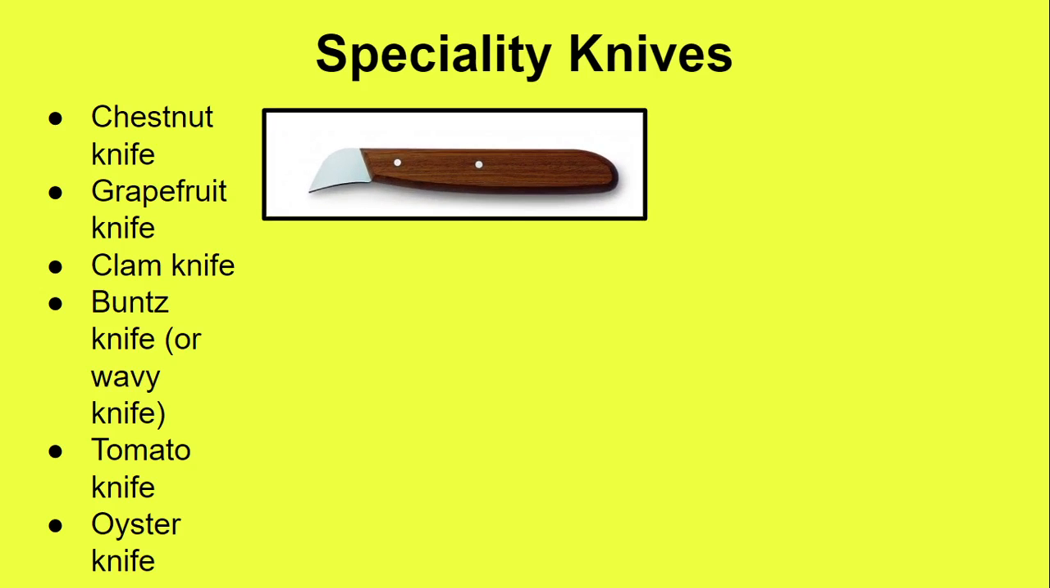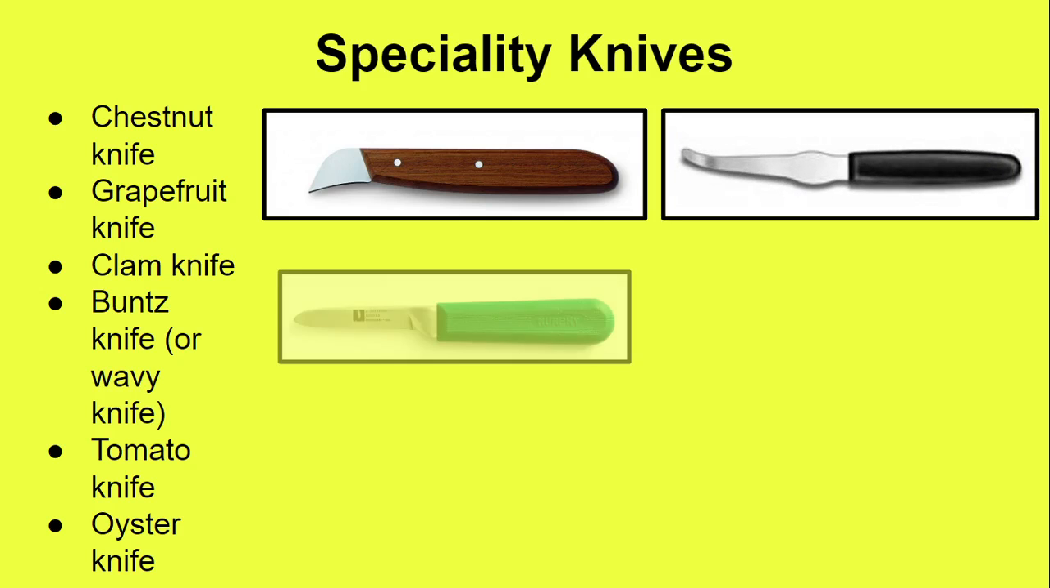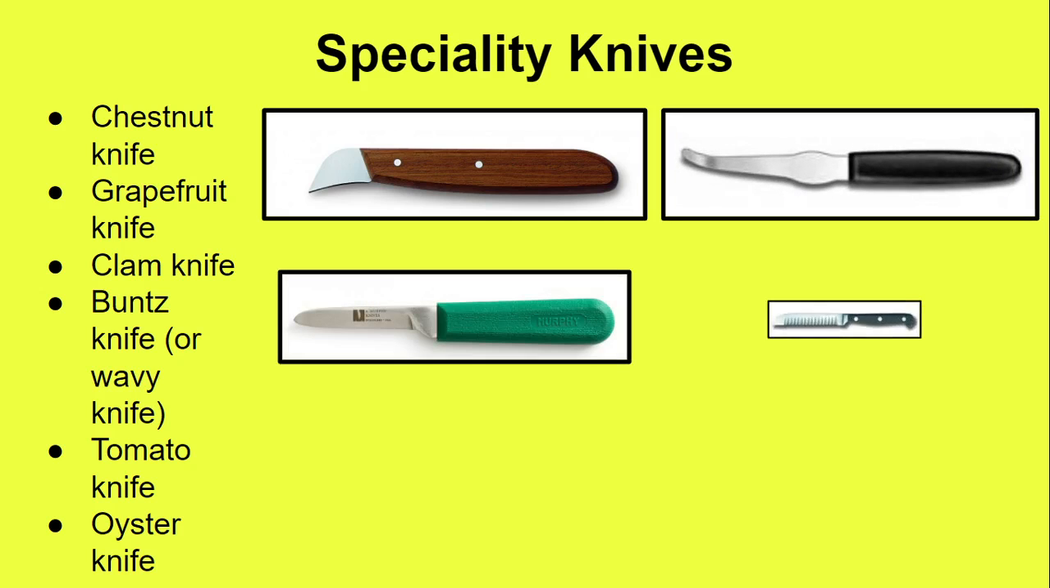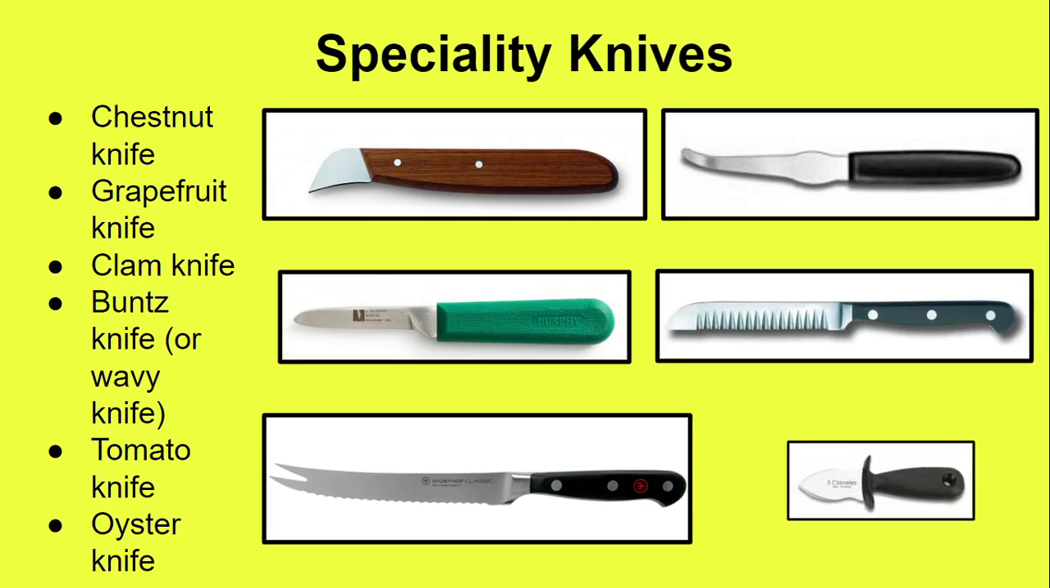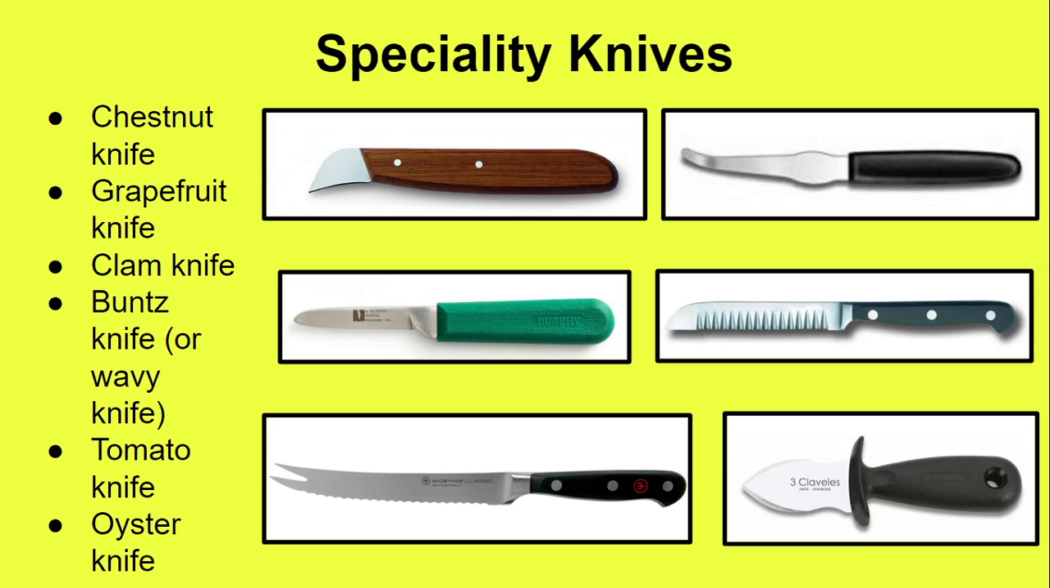This picture is of a chestnut knife, then a grapefruit knife, clam knife, Bunz knife, then a tomato knife, and finally an oyster knife.